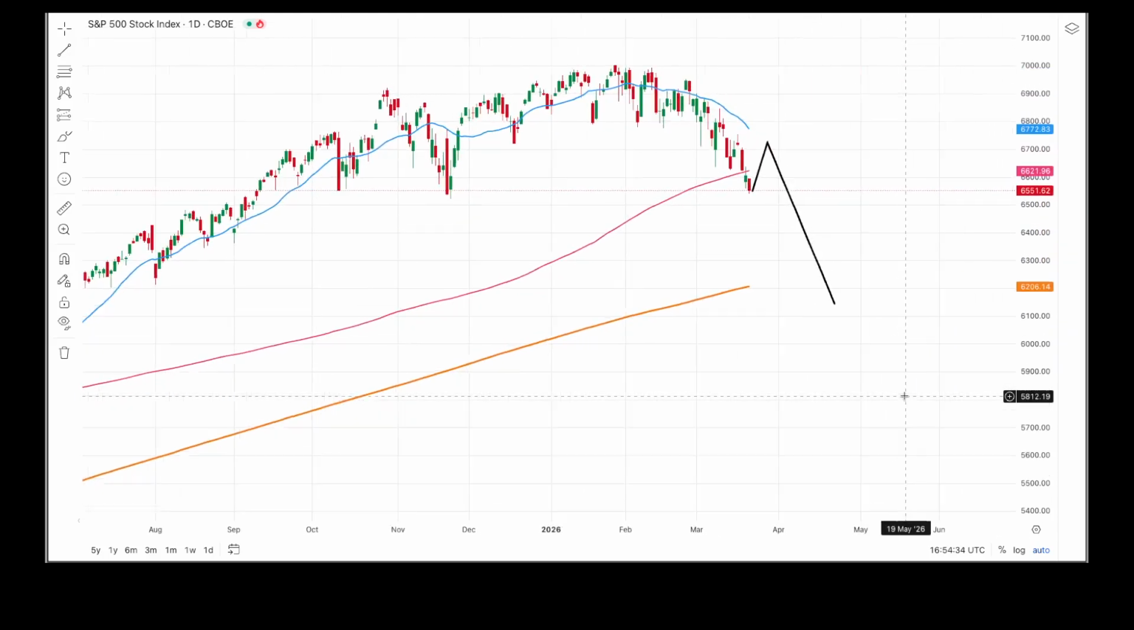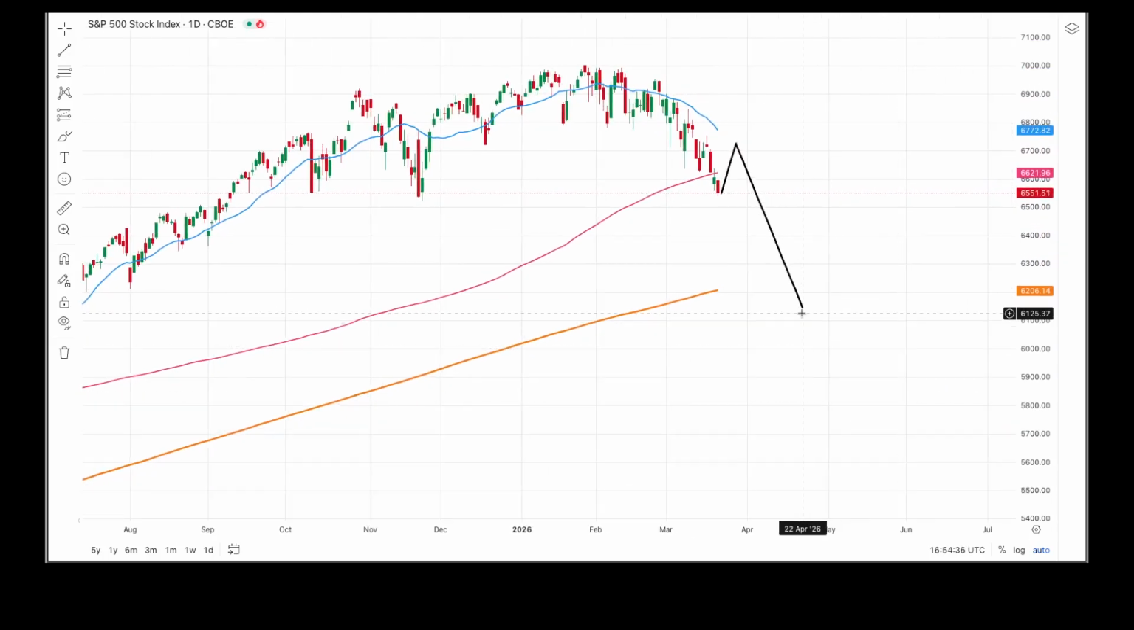So I think 2026 is going to be generally a down year, and we may end up at around 6,250 or thereabouts. It's a brave commitment at this stage.